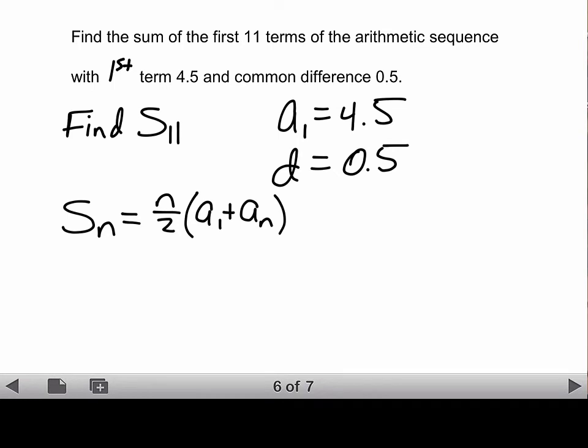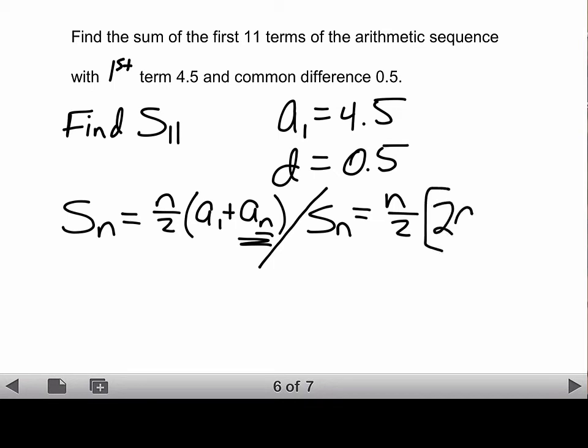You know, I don't know the nth term, and I don't really want to figure it out just to do this sum. So maybe it would be better for me to use S sub n is equal to n over 2 times the quantity of, oh wait, that was brackets, 2 times the first term, 2 times a sub 1, plus n minus 1 times d. Do I have all the information to use this formula? Let's check. I want the first 11 terms. That's n is equal to 11. So I have n. Check that.